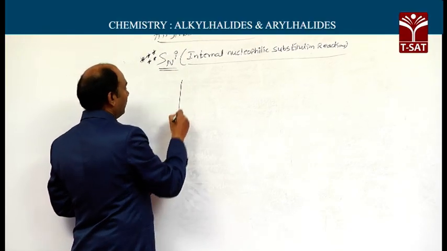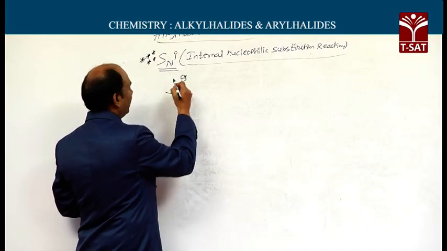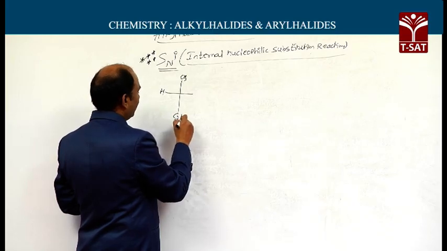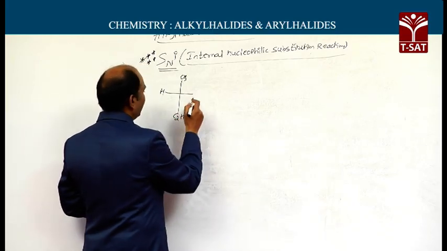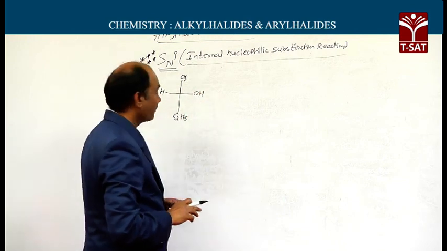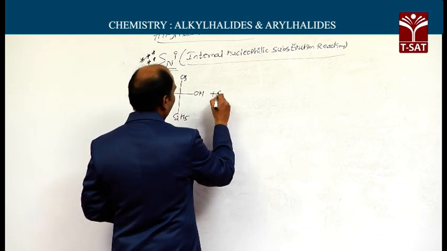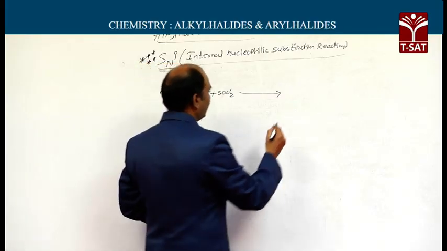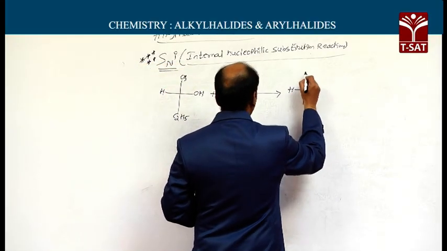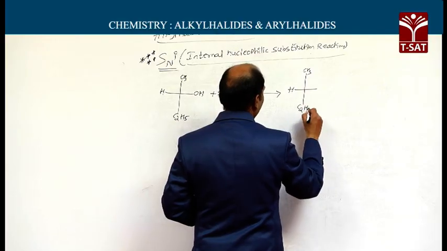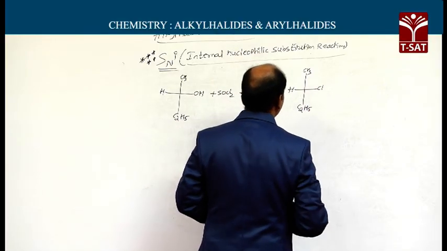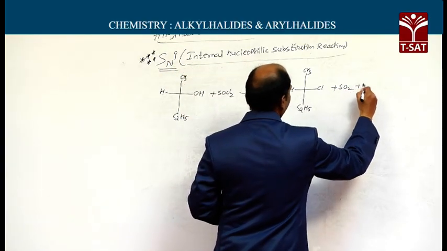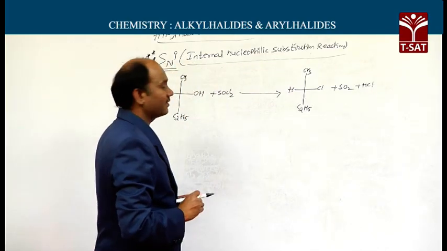So, here we have an alcohol with CH3, H, C2H5 and OH. This is treated with SOCl2. What happens? We get this product with H, CH3, C2H5 and Cl, plus the byproducts SO2 and HCl. This is the SNi mechanism.